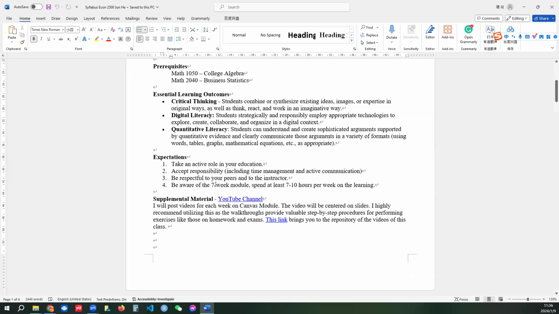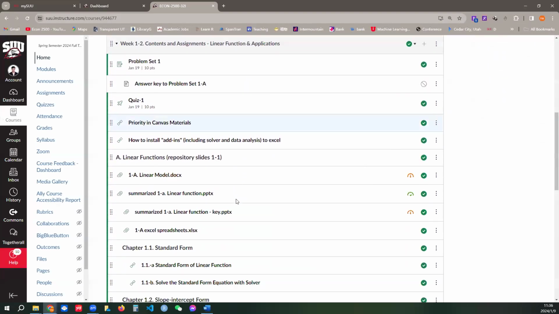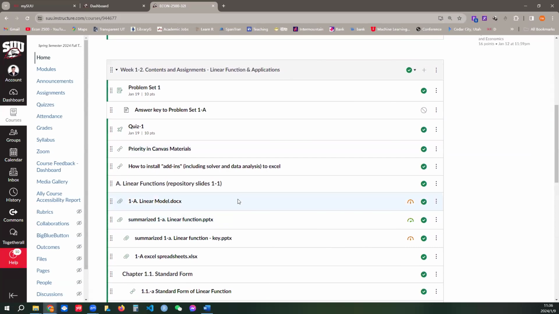And here, please be aware of this 14-week schedule and spend at least 7 to 10 hours per week on learning. So what I'm doing in this class is, I consider you may have busier times and less busy times. So I actually divide this class into 7 units. So every 2 weeks is 1 unit. That's why previously you see that 7.